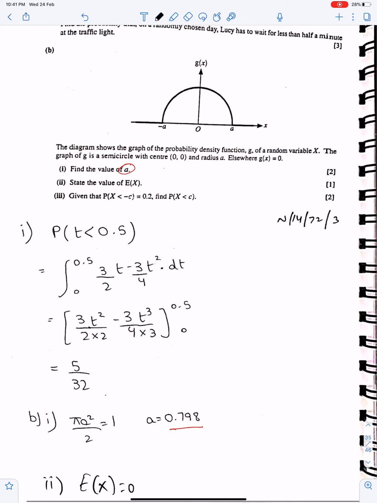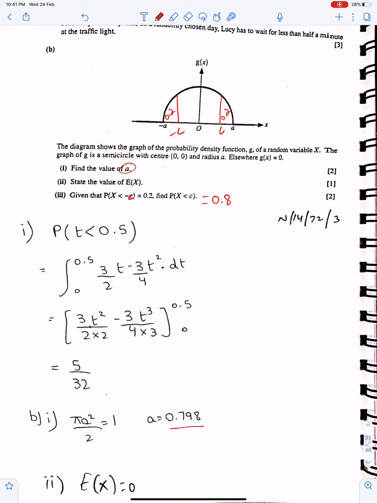Now it's mentioned, this is important, less than minus C, this is C, this is negative C, is 0.2. This probability is 0.2. This is minus C. This probability is 0.2. According to symmetry, this probability must be 0.2. So this total probability will be 0.8. So if they ask find probability x less than C, meaning this area, so this must be 0.8.